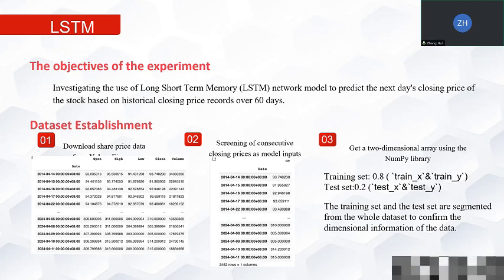The purpose is predicting the next day's closing price based on historical closing records over 60 days. Firstly, we installed the YFinance library and selected Tencent Holdings. We kept the 60 consecutive days of closing prices as inputs. Then we get a two-dimensional array. 80% of the data is the training set and the rest is the test set. They are segmented from the whole dataset to confirm the dimensional information of the data.